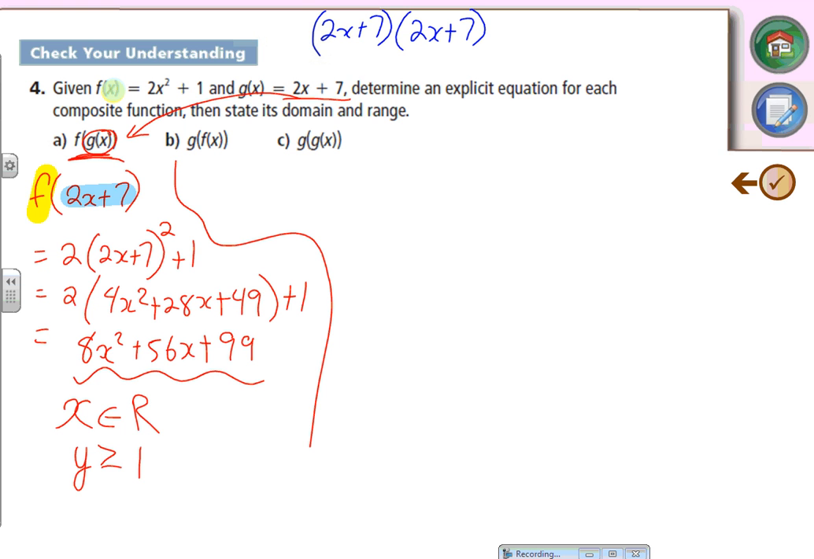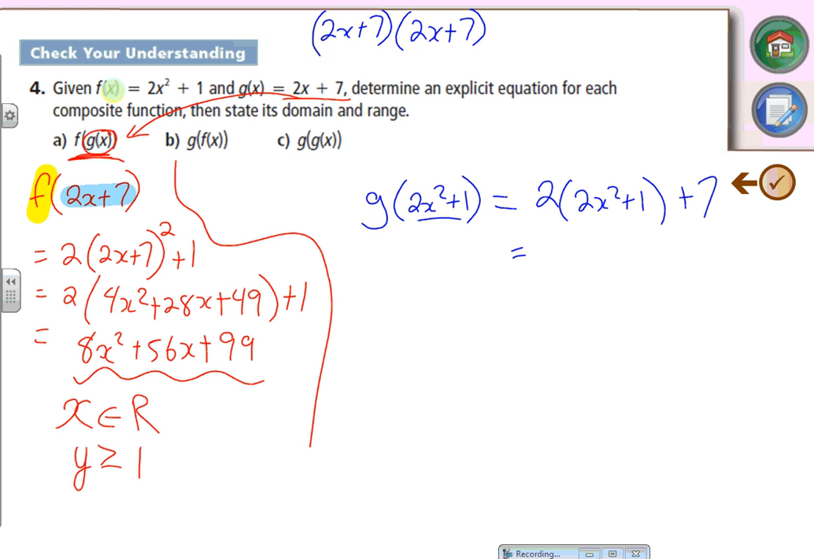Next one. g of f at x. Go in the other direction. Take your f of x and plug it in. Substitute that in. So we've got g of the f, which is 2x squared plus 1. Substitute it into the g equation. Wherever you see an x, put that. So 2 times, oh, there's an x, so 2x squared plus 1, plus 7. Distribute into 2, add the 7, 4x squared plus 9.